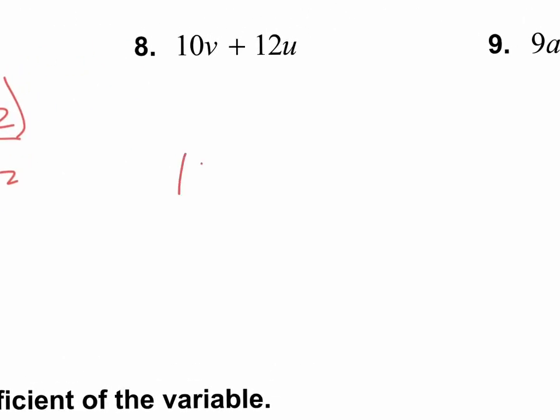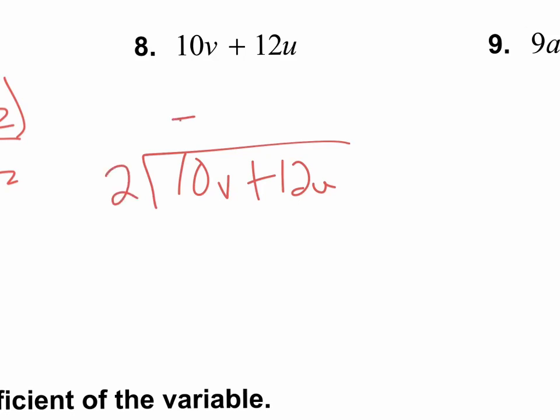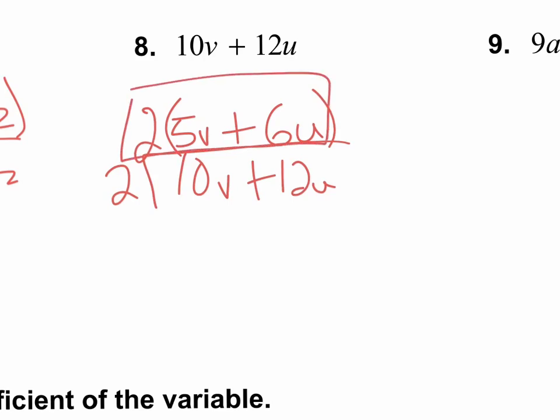Okay, what goes into 10v plus 12u? What goes into each one? So my greatest common factor between 10 and 12 is 2. So I take out a 2. 10 divided by 2 is 5, and I still have that v. Bring up the sign. 12 divided by 2 is 6. And we parentheses it, and we put that 2 out front. And that is my answer there.